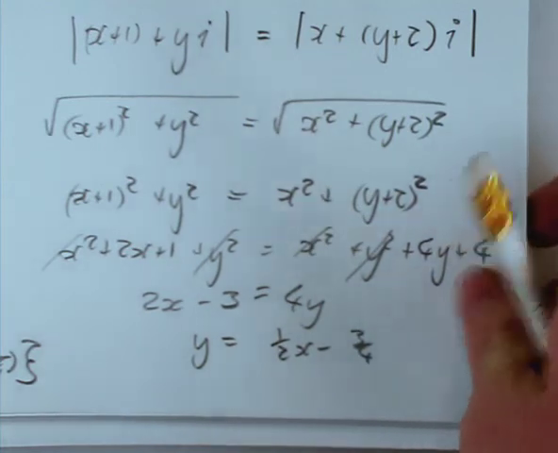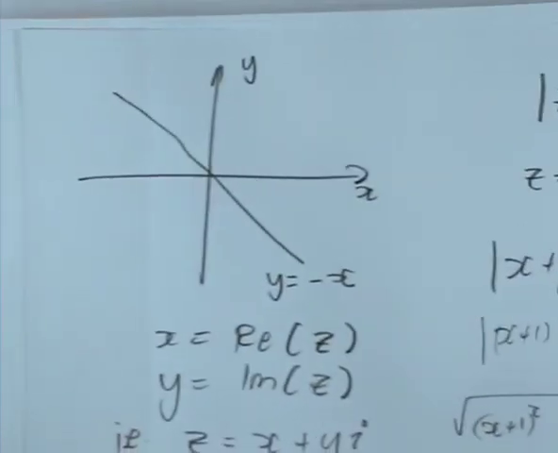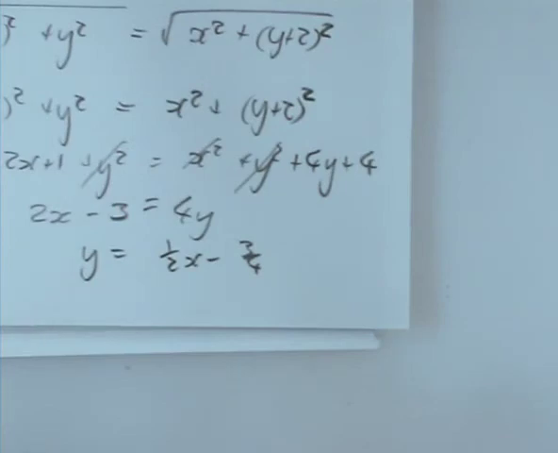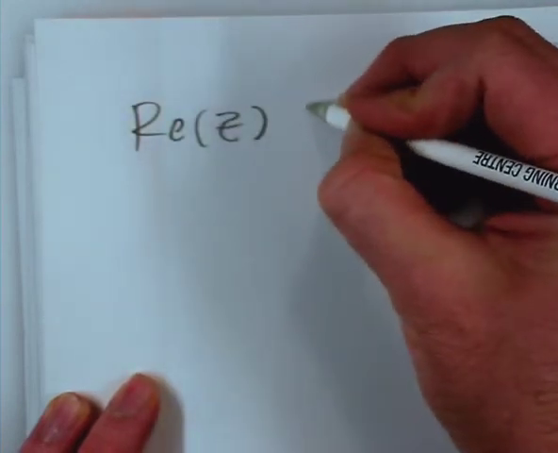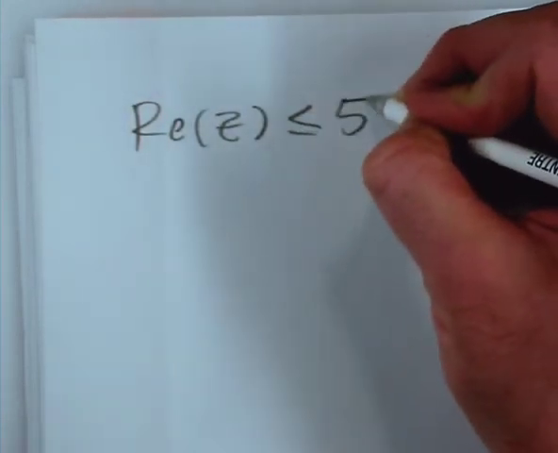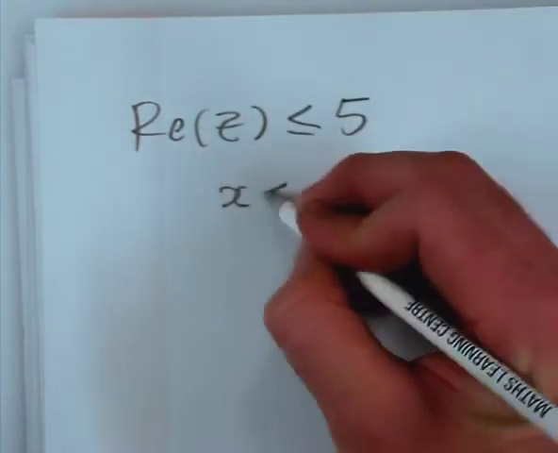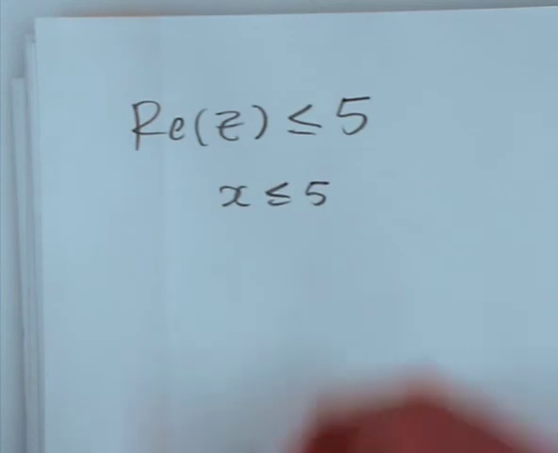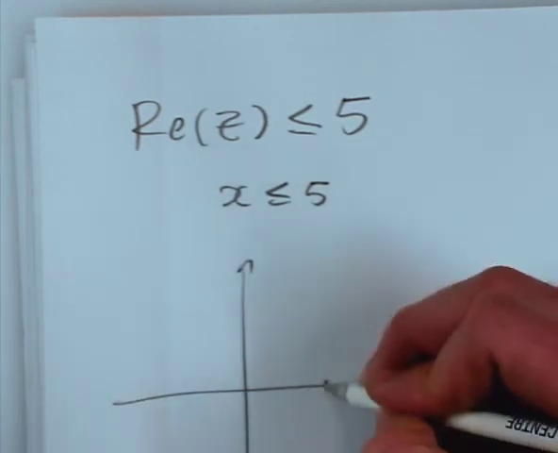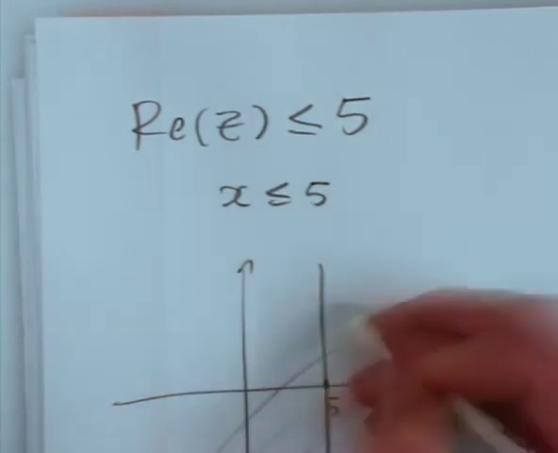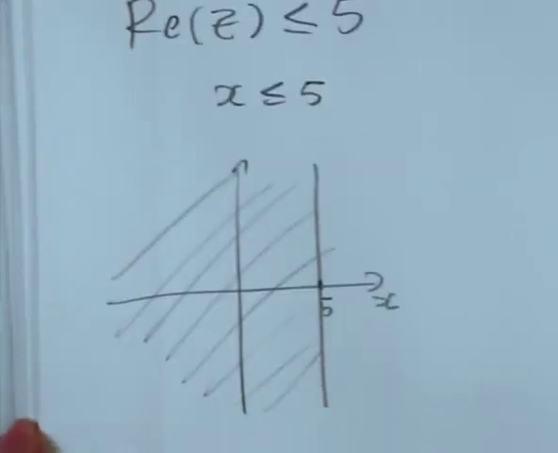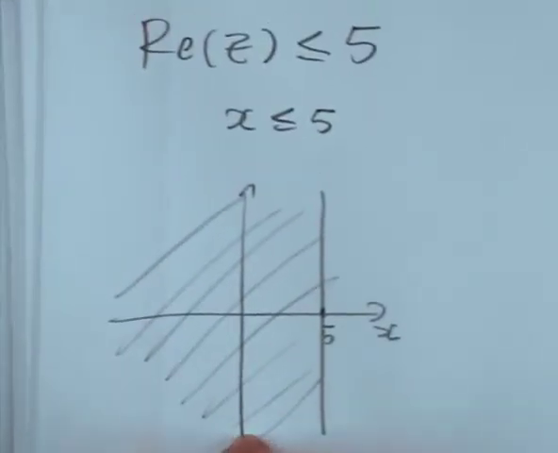So lastly, all right, lastly, maybe two more. Okay, so every equation has a representation. The real part of z is less than or equal to 5. Well, that's just saying that x is less than or equal to 5, right? Because the real part of z belongs on the x-axis. So here's 5. This is where x is equal to 5. And this is where x is less than 5. So the real part of z is less than or equal to 5 is that.